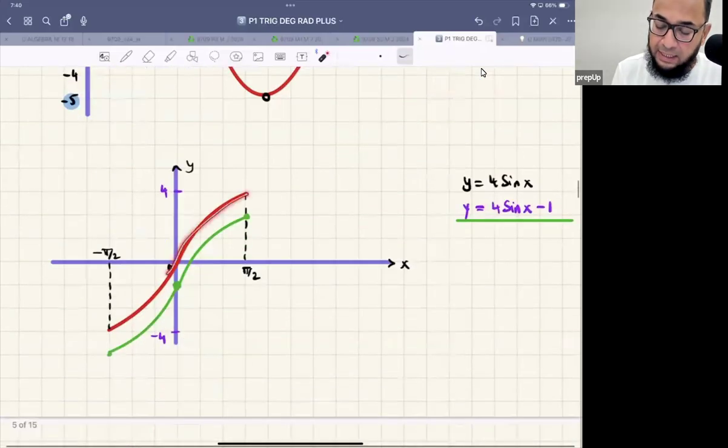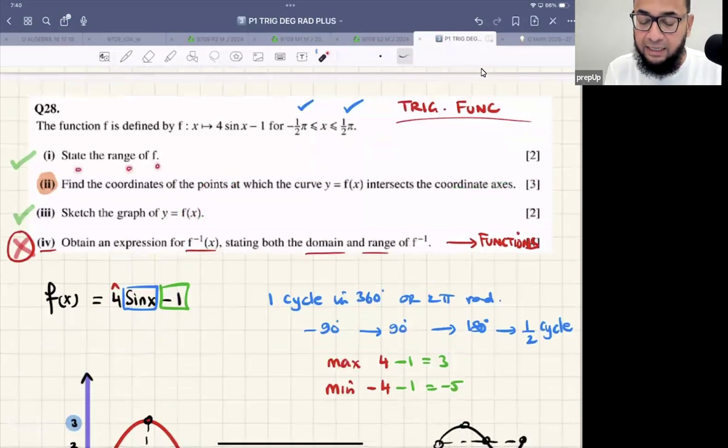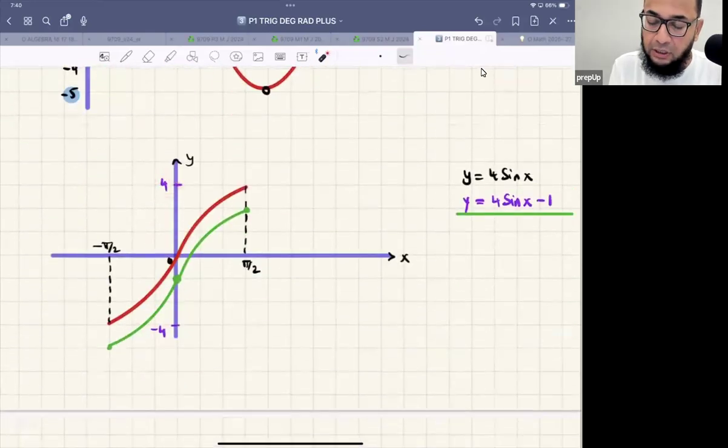But they are just asking for this portion of the graph, and that is how we have drawn it. State the range of f and sketch the graph. How do you find the range? What is the maximum value? So the maximum value is now reduced.